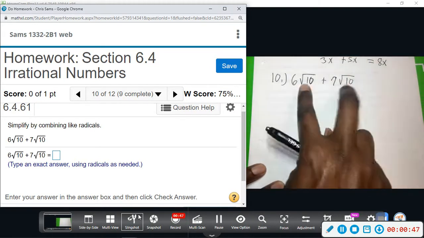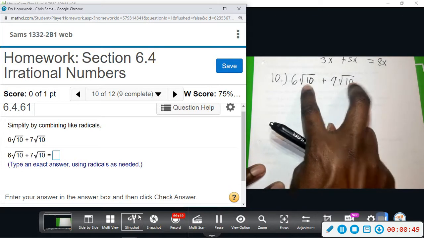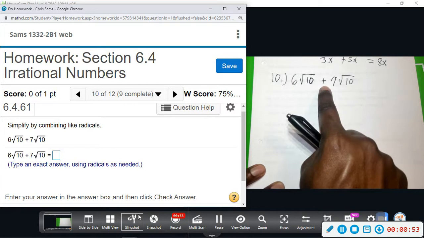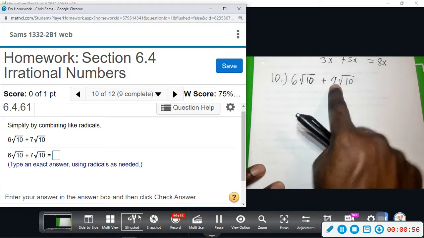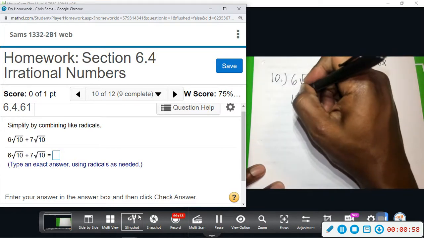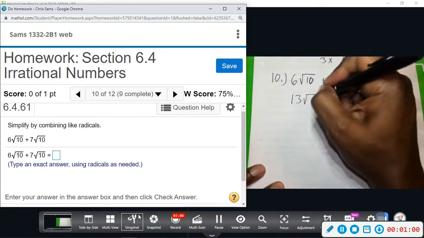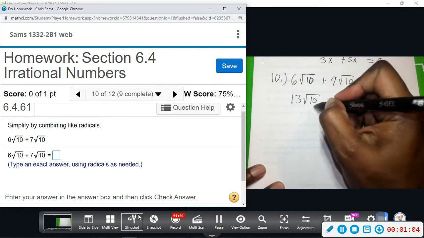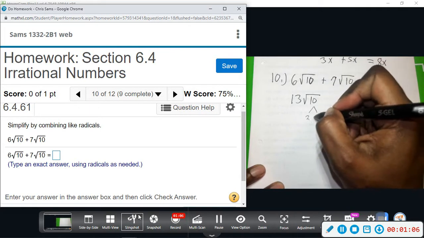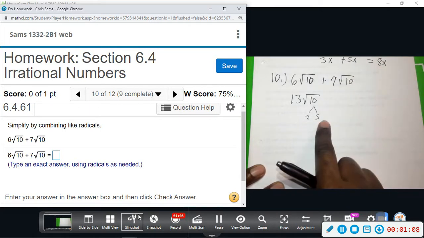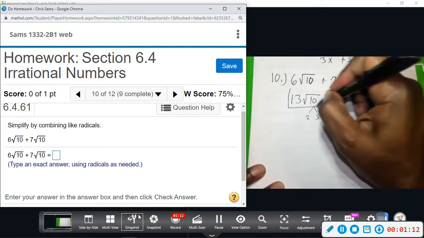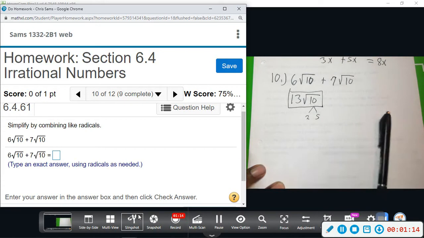This square root of 10 is kind of being treated like a variable, and 6 and 7, we would add those since it's addition, and we would get 13 square roots of 10. Now this 10 won't break down. If you tried to, you would just get 2 times 5. Both those numbers are prime. There's no pair, so you just put them back together. So 13 square root of 10 is going to be your final answer.